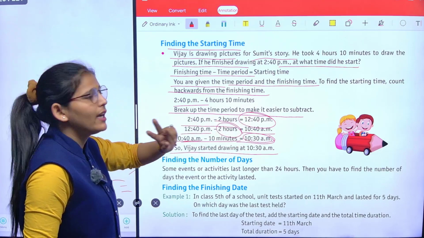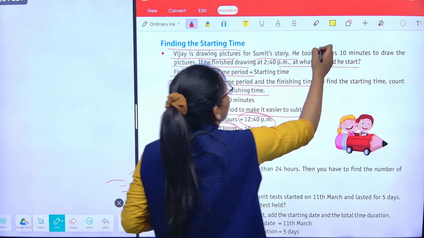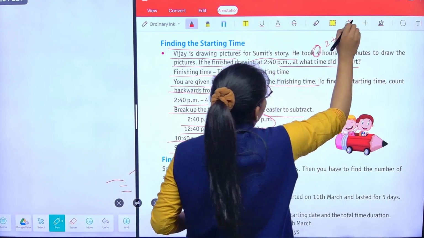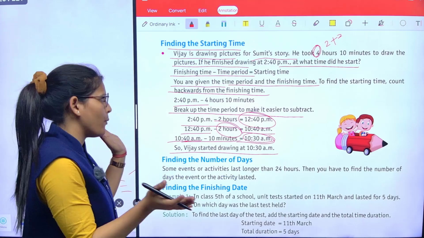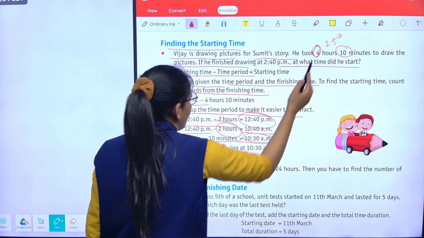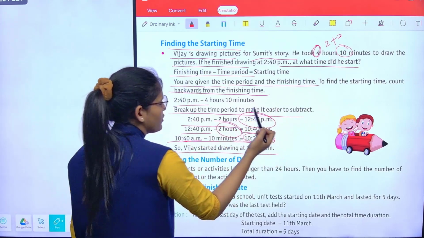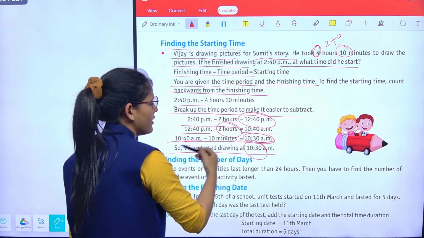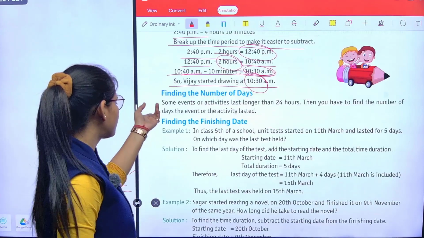अब यहाँ पर मैंने अगेन 2 आवर्स को सब्ट्रैक्ट क्यों किया? क्योंकि यहाँ पर 2 + 2 आवर्स मैंने ऐसे इसको ब्रेक कर दिया टाइम को. अब नाउ बचे मेरे 10 मिनट्स. अब मैंने क्या किया? उन 10 मिनट्स को अगेन उसमें से माइनस कर दिया. सो इट इज 10. इजी.